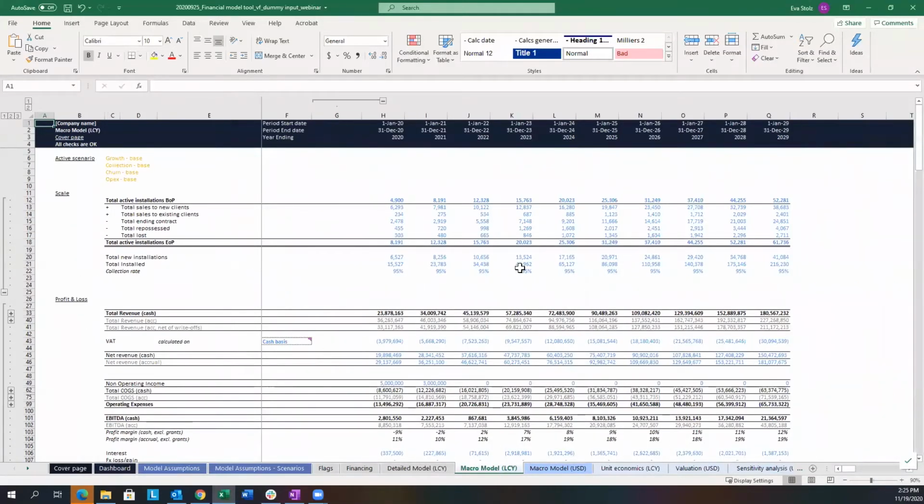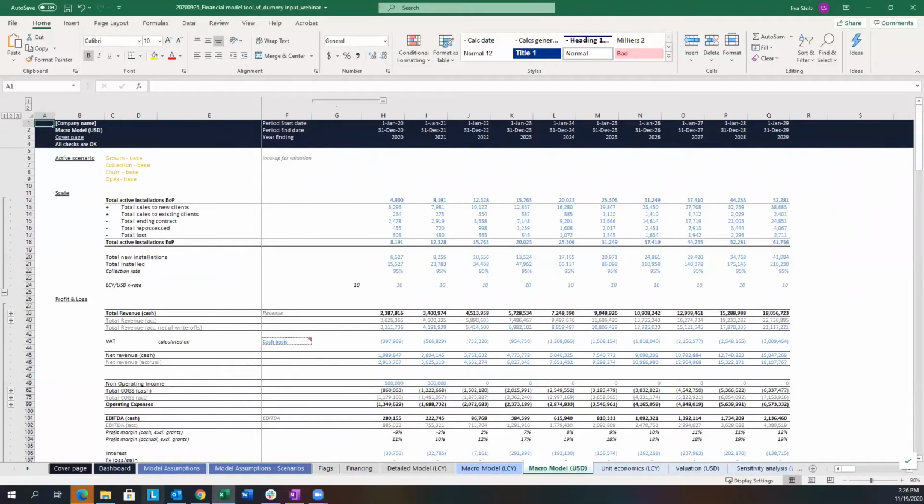Then this is the macro model, which is the main output sheet. It summarizes the monthly values into yearly values, and this is what investors will mainly want to look at as they try to understand the evolution of the key financial statements and KPIs. Of this one, you have a local currency version and a hard currency version, a US dollar version, which translates the values in the local currency model into US dollars using the projected exchange rate in that given year.